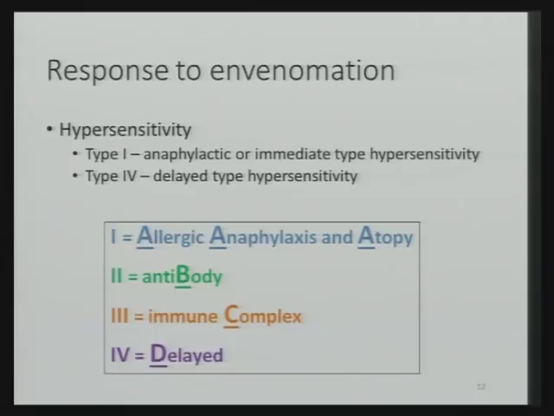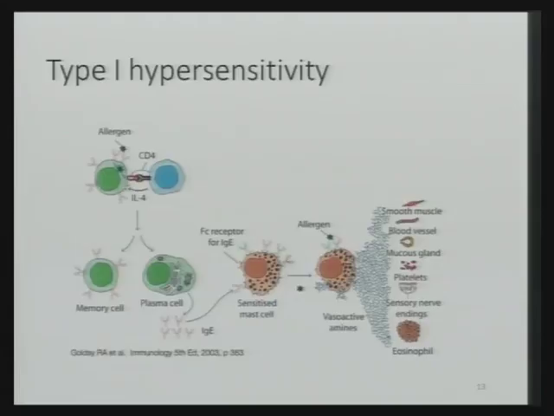This is very useful. The main hypersensitivity is type 1 for arthropod bite and sting, and we could see type 4 or 3 as well. But the main is type 1. I hope you still recognize this from immunology. Could you recognize it? Still remember? Really? Okay.